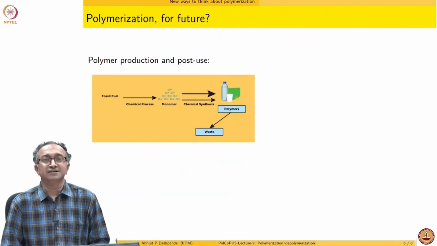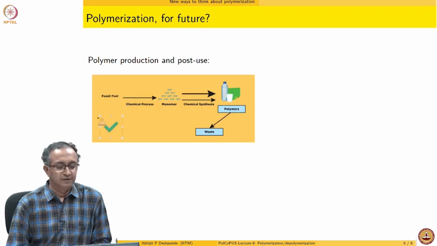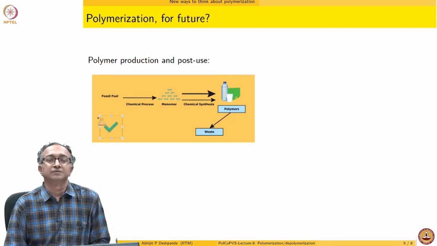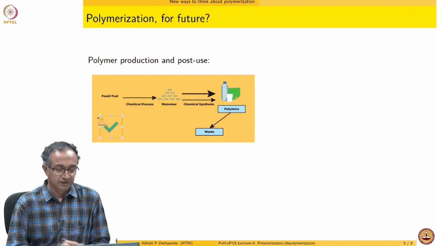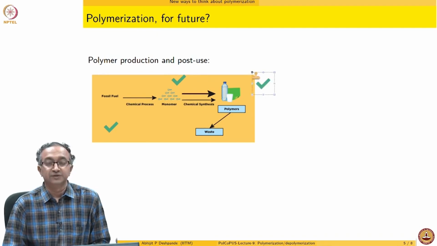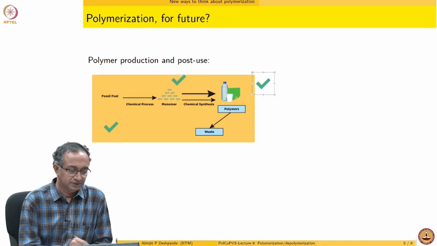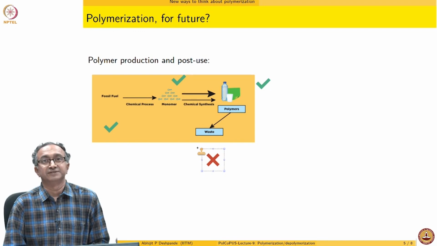So let's look at new ways of thinking about polymerization. Just pause and think, what is the current way? How do we do this now? So currently we use fossil fuel, and we use several synthetic processes to get monomers, and these monomers are polymerized, and several plastics and rubbers and FRP are made. And once the use is over, we end up with a lot of waste.